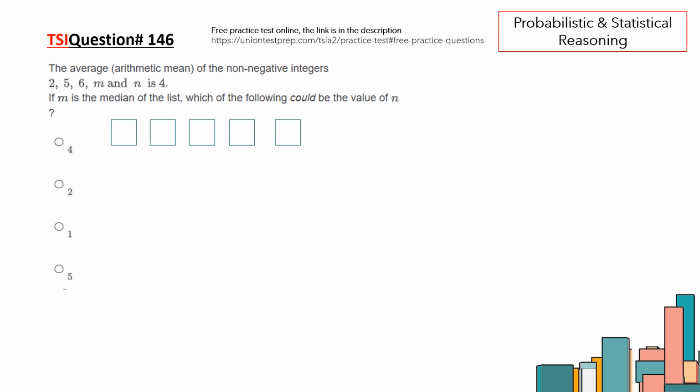The average of the non-negative integers 2, 5, 6, m, and n is 4. If m is the median of the list, which of the following could be the value of n?